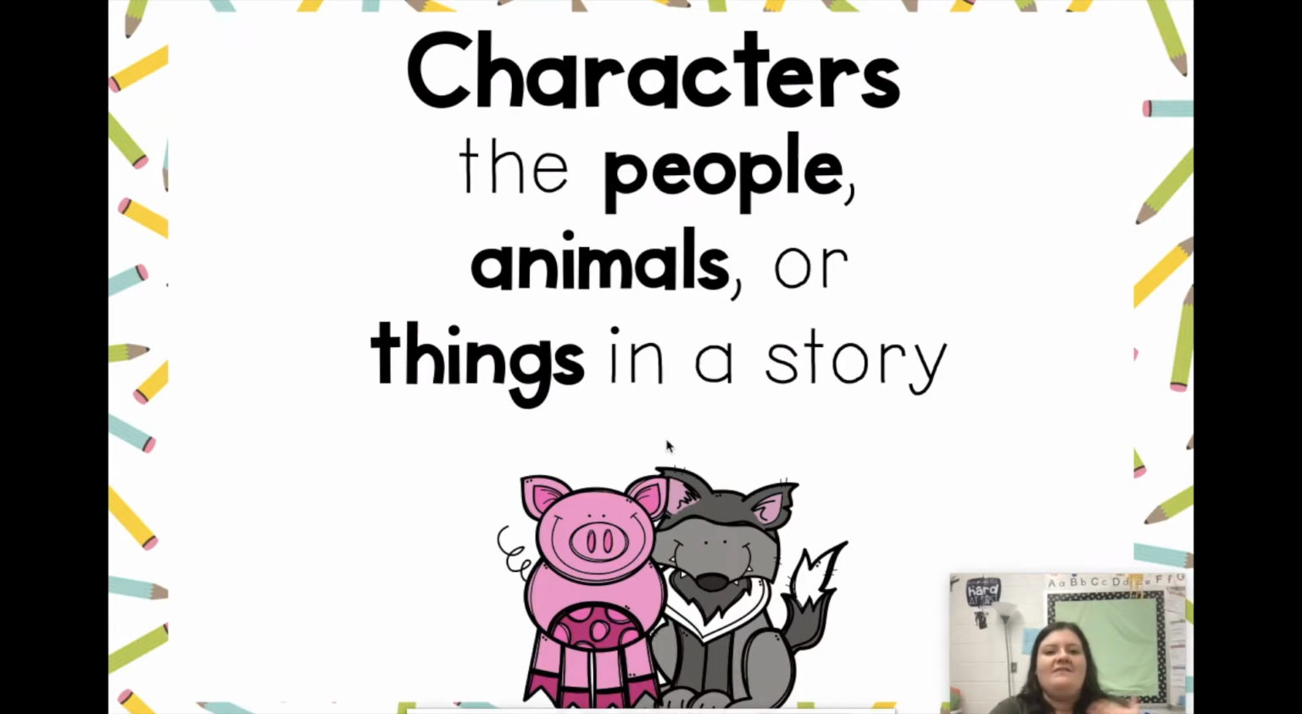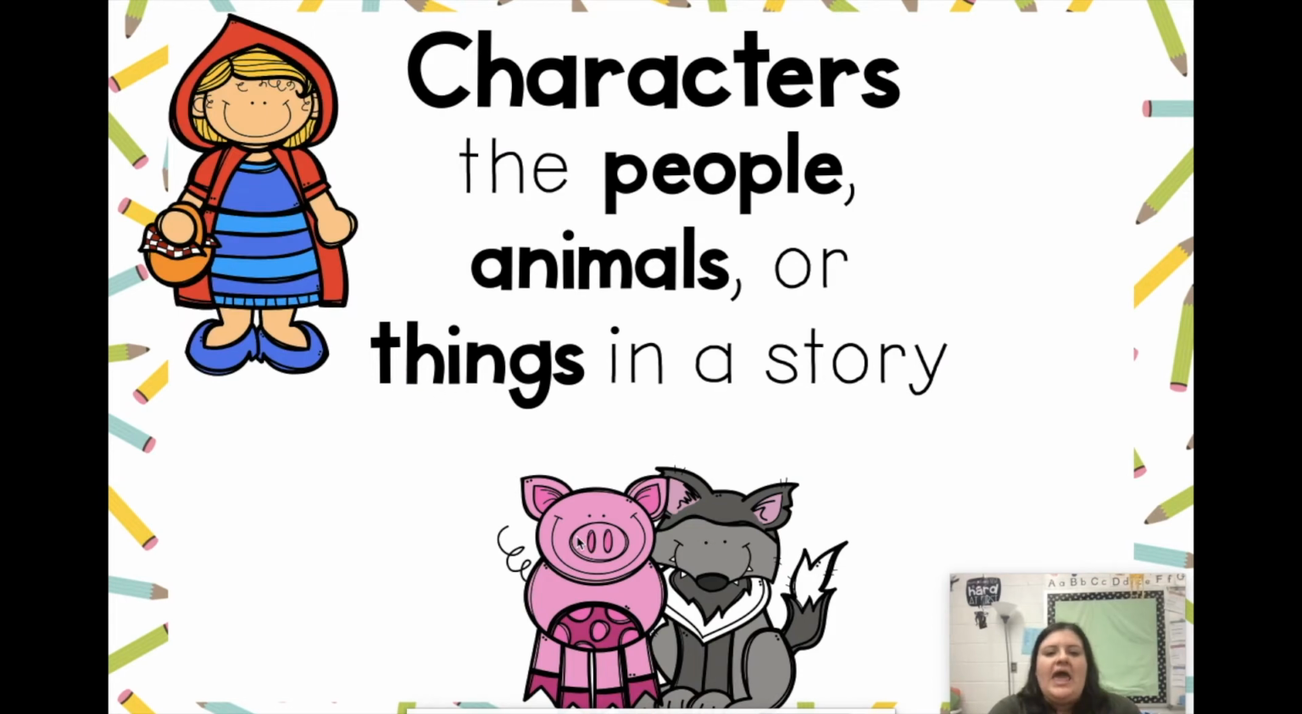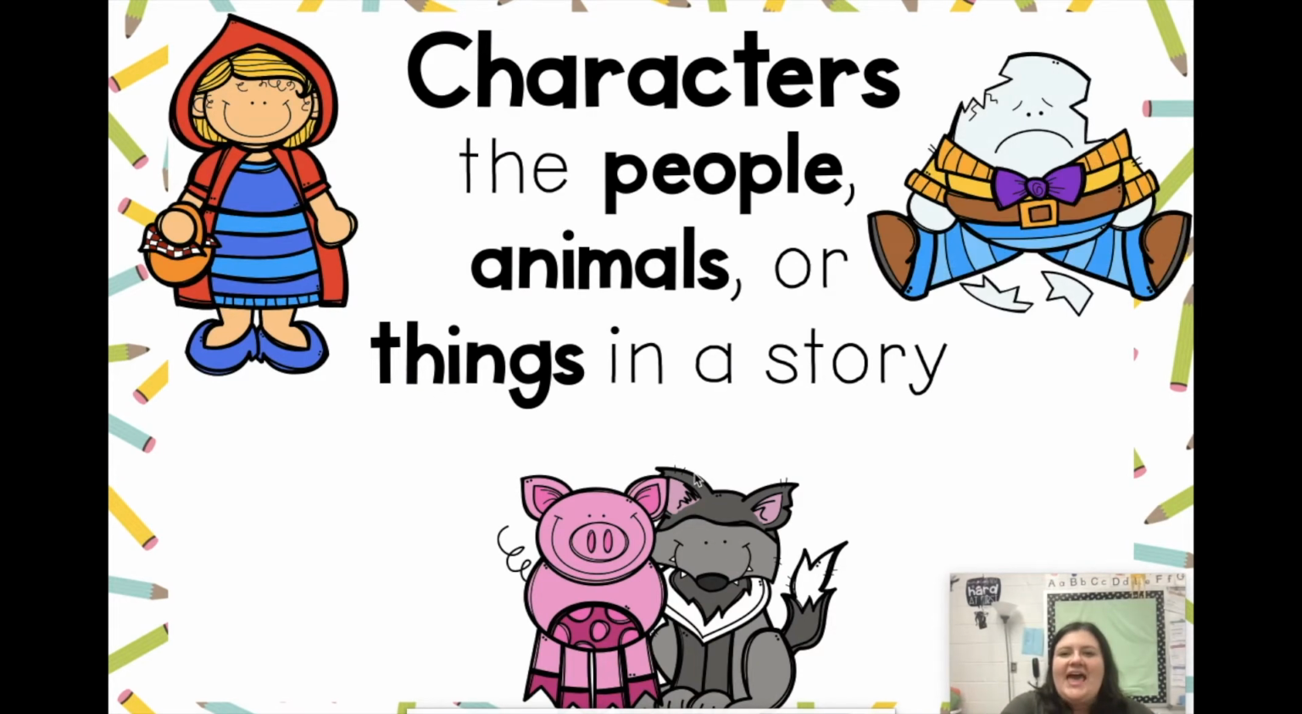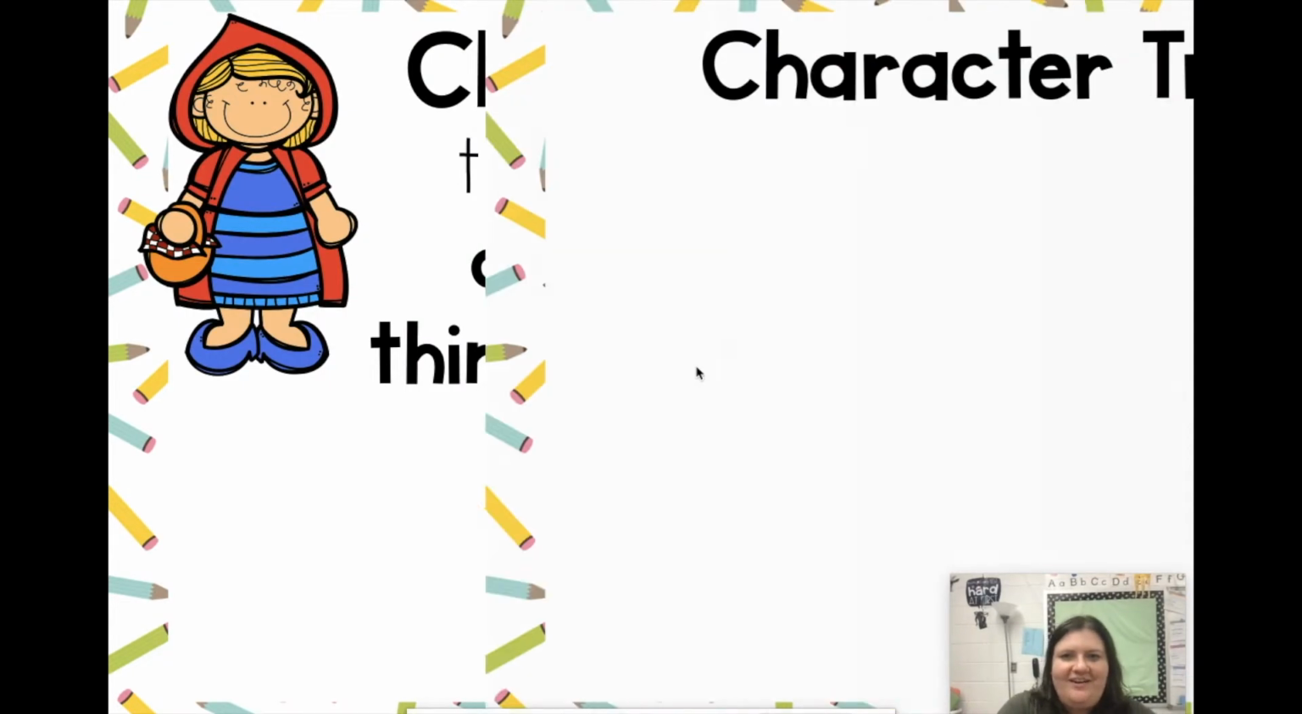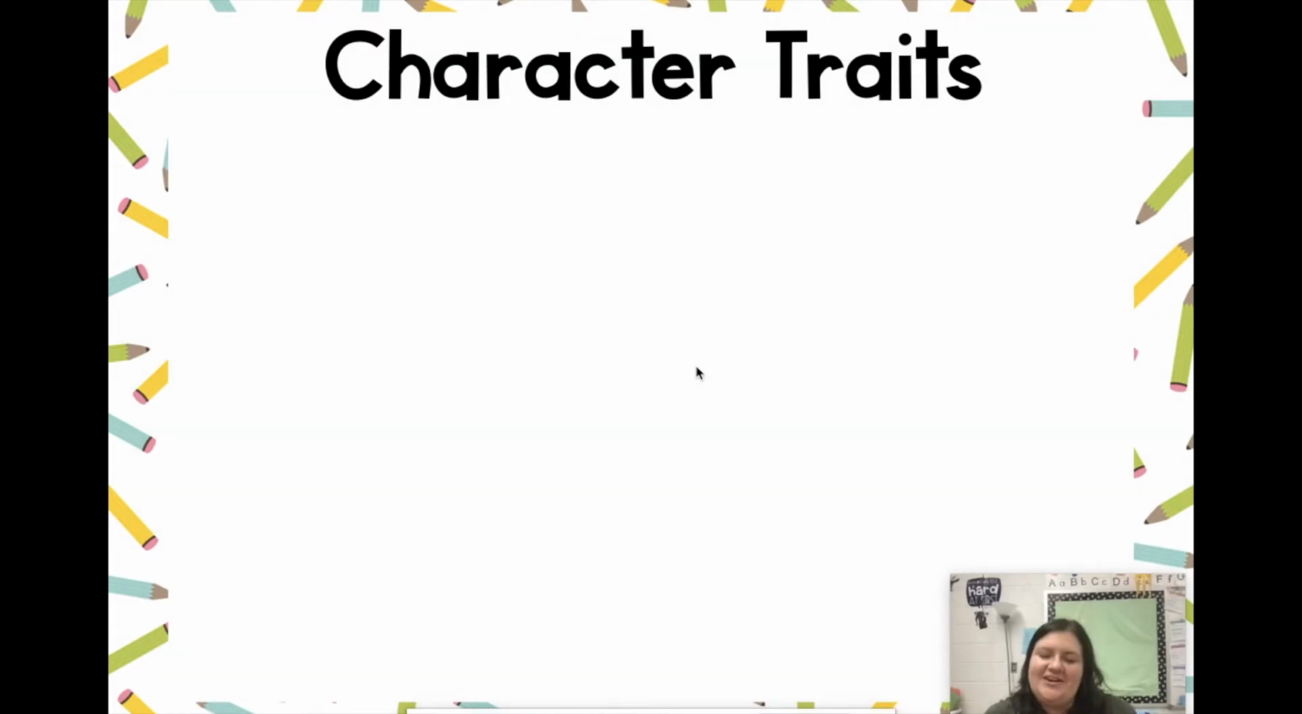So we have the 3 little pigs and the big bad wolf. We also have Little Red Riding Hood, who's a person. And then think about Humpty Dumpty. Humpty Dumpty is an egg. Whenever your mom cracks open an egg, does the egg squawk or talk and say something? No, an egg's a thing, but it can also be a character in a story. But of course, our characters have character traits.